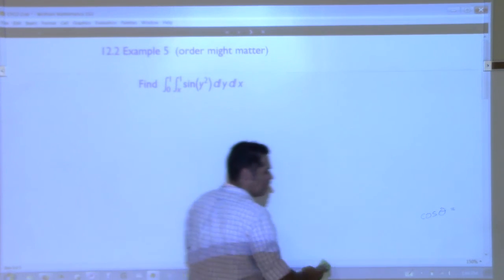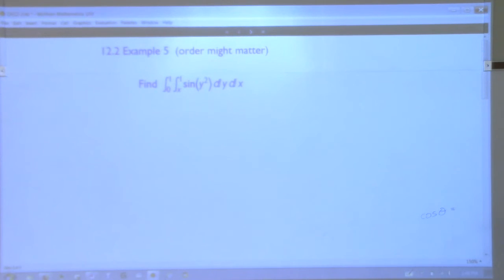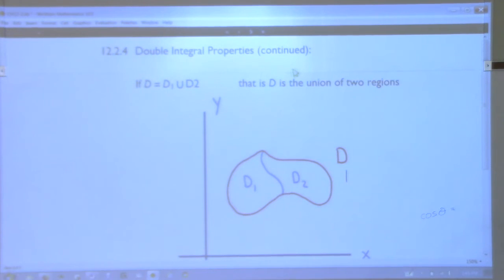I know for a fact there's a problem like that on the final, where you're asked to change. The directions are something like change the order of integration. So they want you to take it, change the order of integration, and then integrate. I say they. By they, I mean me.